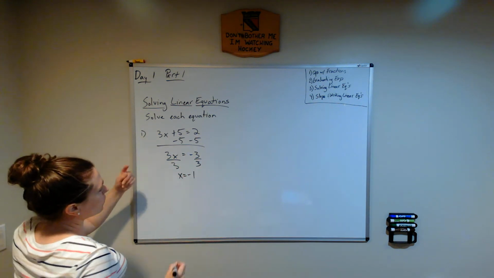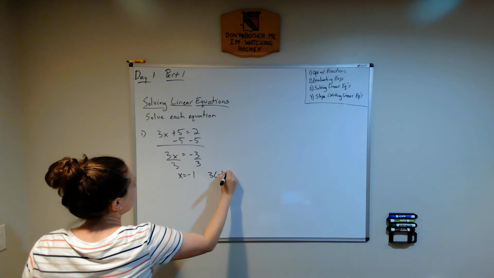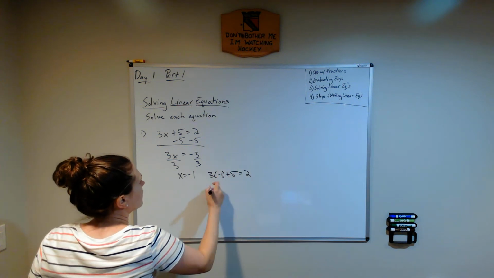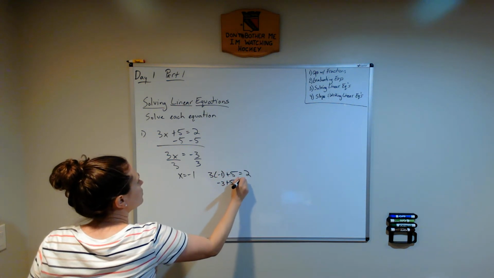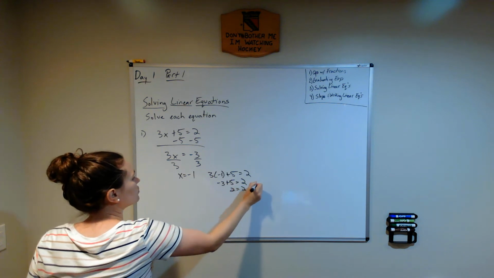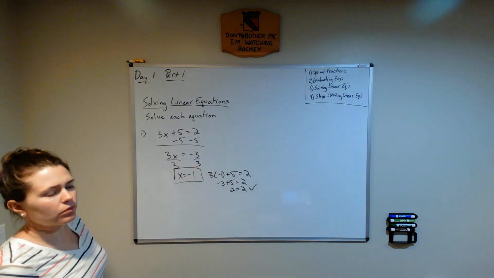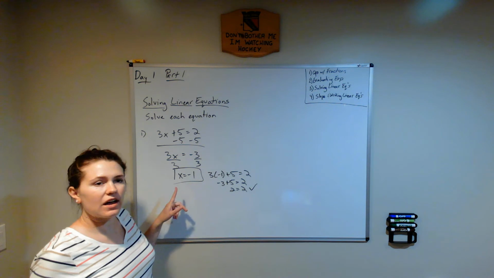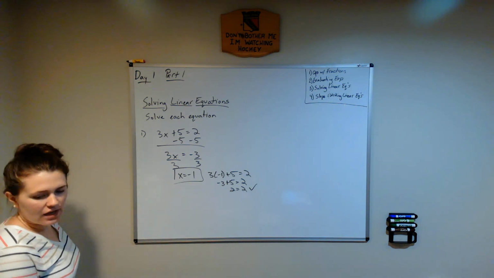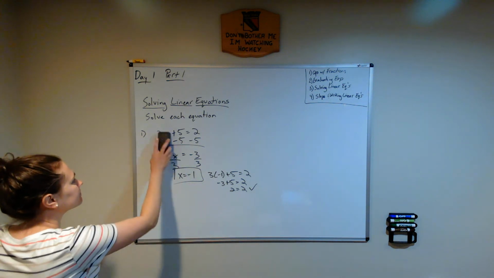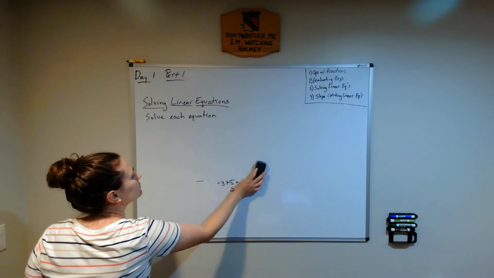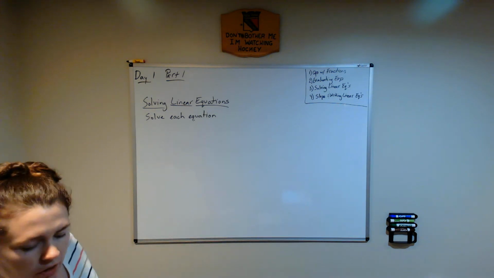We can always check our work, plug it back in. Okay, -3 plus 5 equals 2. 2 equals 2. When you get a true statement at the end, that's how you proved that you got the answer correct. Okay, x equals -1. Number 2.